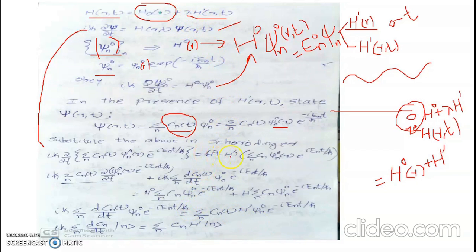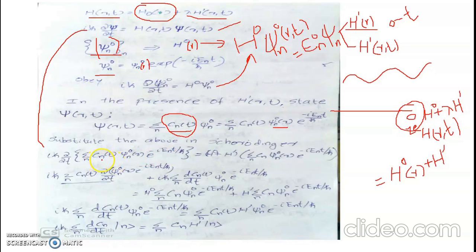So this is (H0 + H') operating over the summation over n of Cn ψn0 e^(-iEn t/ħ). Now, on the left side, I have to account for differentiation in time, and the terms to be differentiated include two time-dependent terms. So definitely I'll have to account for the product rule of differentiation: first function into derivative of second, plus second function into derivative of first.